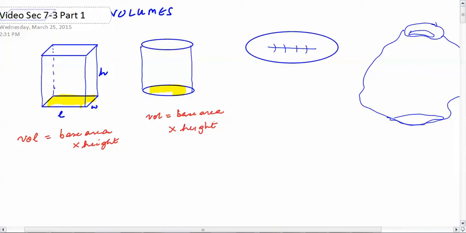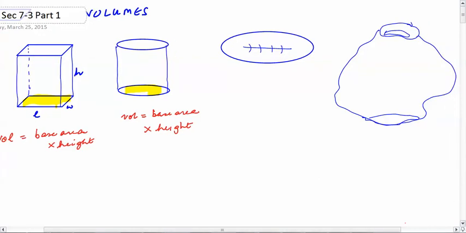But what do you do if you want to find the volume of a football? Or the right-hand side represents maybe a vase that your little cousin made at a pottery class, and it's kind of this lumpy, misshapen mess. How do you find volumes of those two shapes?